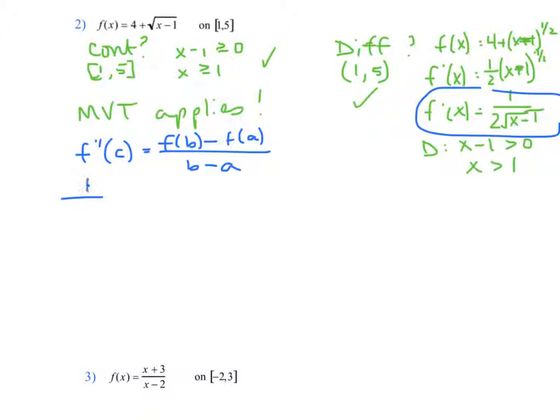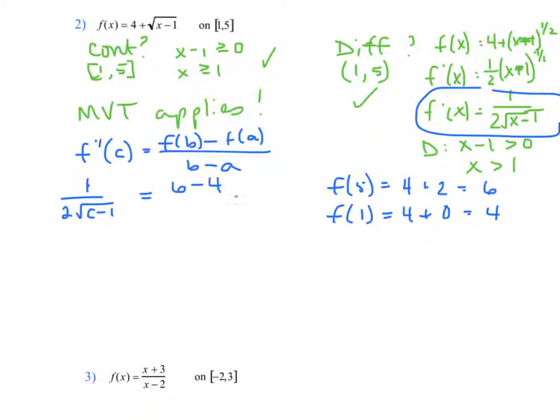So 1 over 2 times the square root of c minus 1 is equal to, now I need to do f of b. So f of 5 is equal to 4 plus the square root of 4, which is 2, so 6. And f of 1 would be 4 plus the square root of 0, which is 0, so 4. So I'm going to say that's 6 minus 4 over 5 minus 1. So I have 1 over 2 square root of c minus 1 is equal to 2 over 4, or 1/2.